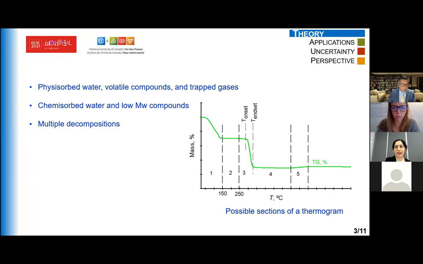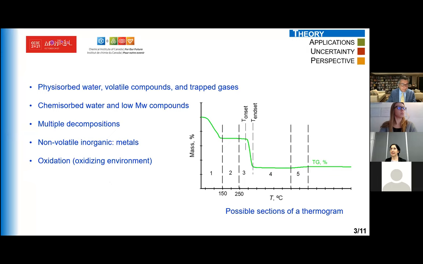Let's see what information a typical thermogram of TGA can give you. A typical thermogram can have five different sections. The first section of mass loss can be related to loss of physisorbed water, volatile compounds, and gas trapped in the sample. The second section can be related to chemisorbed water and low molecular weight compounds. The third weight loss can be related to decomposition or degradation, and there can be multiple decompositions and degradations for some complicated samples. And later, whatever remains in the pan can be related to inorganic chemicals like metals or other heavy chemicals.